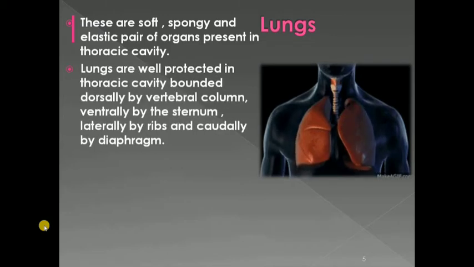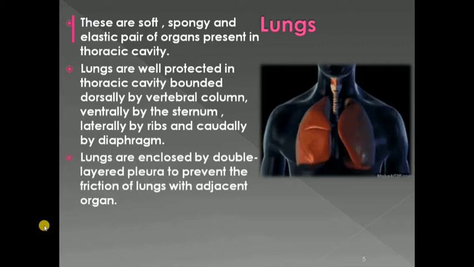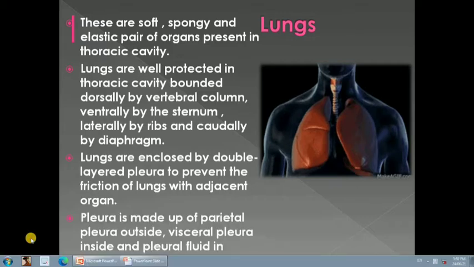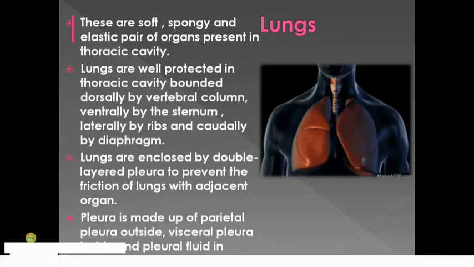They are well protected in the thoracic cavity, bounded dorsally by the vertebral column, ventrally by the sternum, laterally by the ribs and caudally by the diaphragm. They are enclosed by a double layer pleura to prevent friction of the lungs with the adjacent organs. The pleura is made up of the parietal pleura outside and the visceral pleura inside, with the pleural fluid in between.